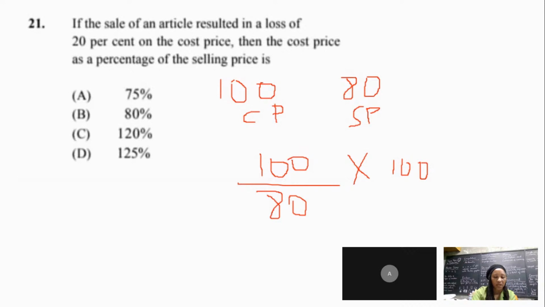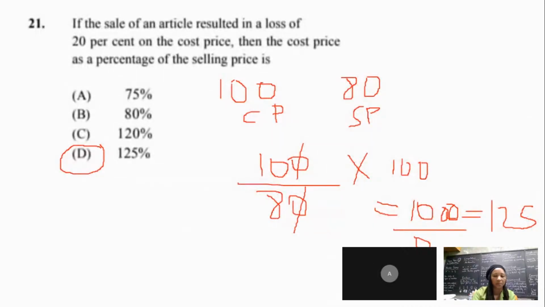All right, so what would that give? That would give 100 over 8. So 1,000 divided by 8 would give what? That would give 250, which would give 125%. So 125%.